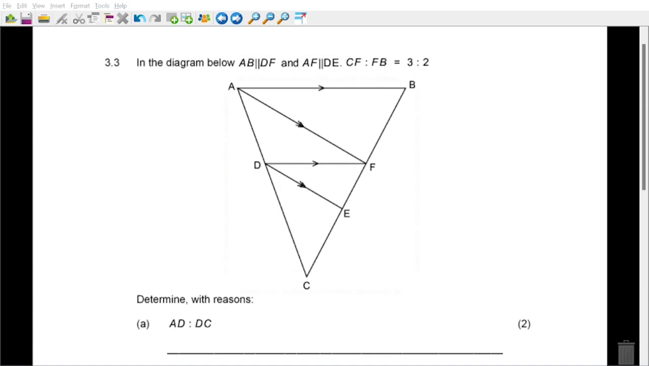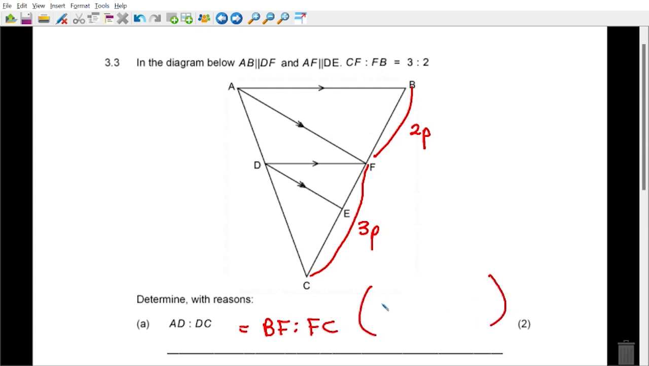The first thing we're going to do is mark in the ratio that we are given. So CF to FB is 3:2. So I'm going to call this 3P, and I'm going to call this 2P. Okay, they're not 3 and 2, but they are in that ratio. The first question asks us to find AD to DC. Now AD to DC is going to be exactly the same as BF to FC. And the reason being, it's a line parallel to one side of a triangle. It's our proportional intercept theorem.